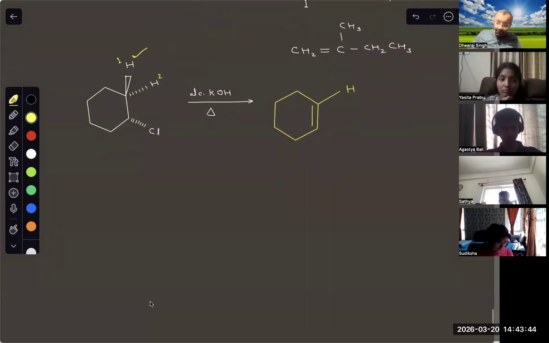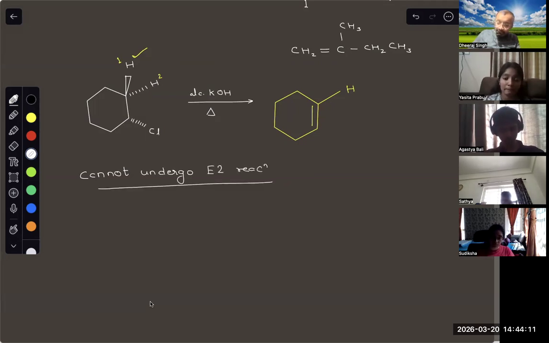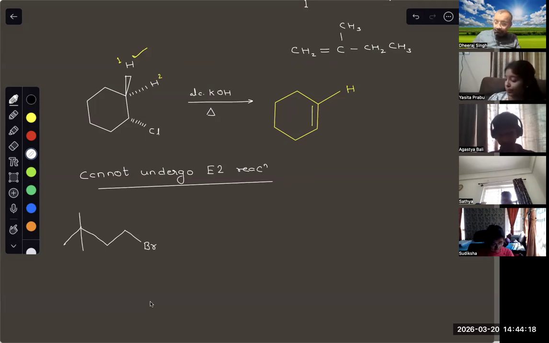The most important point is that the hydrogen and the leaving group should be 180 degrees away from each other. Always. If that is not there, the reaction will not happen. Which of these cannot undergo E2 reaction? I'll write down this.